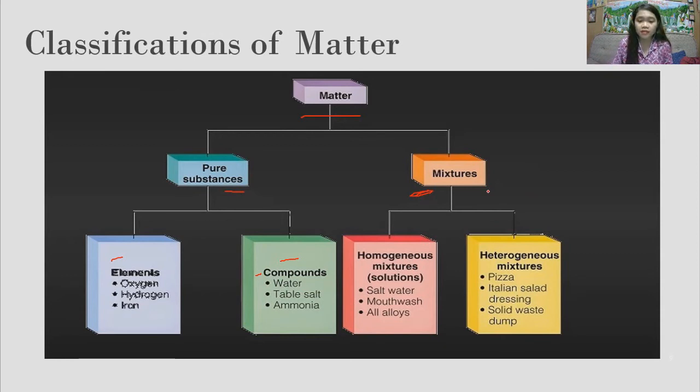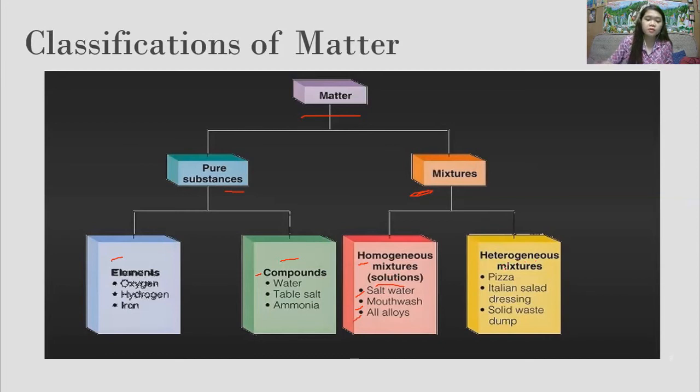Mixtures that have uniform composition are called homogeneous mixtures or solutions. When you say uniform composition, it has the same proportions of its components throughout a given sample. Examples of homogeneous mixtures are salt water, mouthwash, and all different types of alloys.